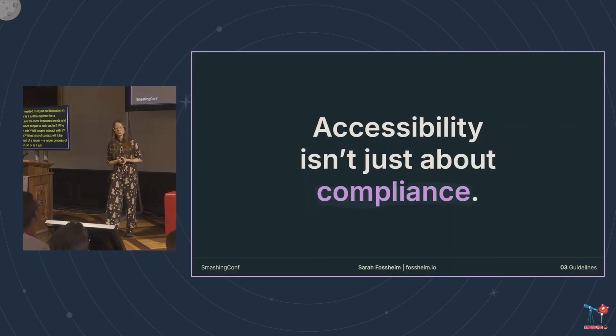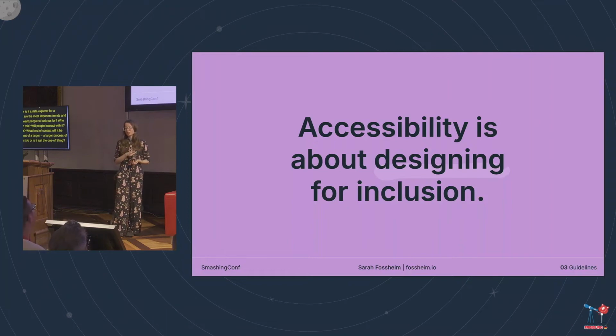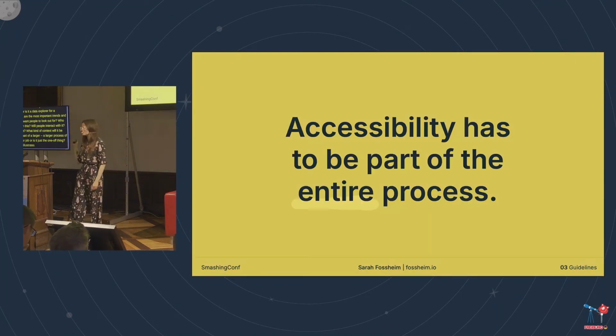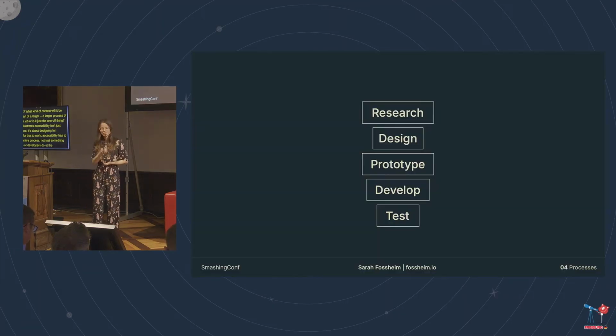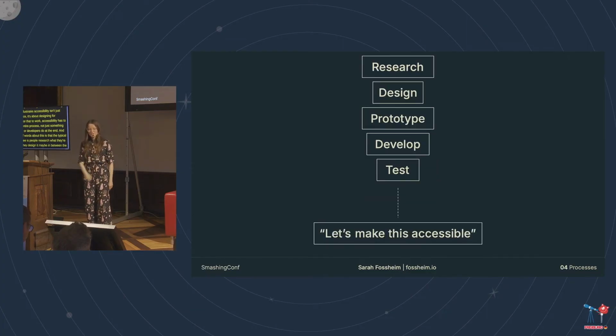So that really illustrates that accessibility isn't just about compliance, it's about designing for inclusion. And for that to work, accessibility has to be part of the entire process, not just something that designers or developers do at the end. And a quick couple of words about this is that the typical process that I see is people research what they're going to build, they design it, maybe in between they prototype it and test it with some people, then they develop it, they go through the QA process, and at the end of it, they're like, hey, we have to make this accessible.